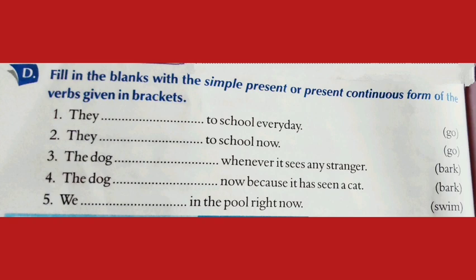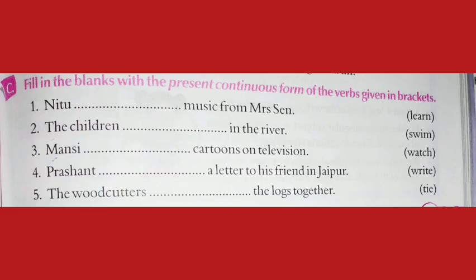They dash to school now. Go. The dog dash whenever it sees any stranger. In the bracket, bark. The dog dash now because it has seen a cat. In the bracket, bark. We dash in the pool right now. In the bracket, swim. So you need to do it in your copy and send it to me.